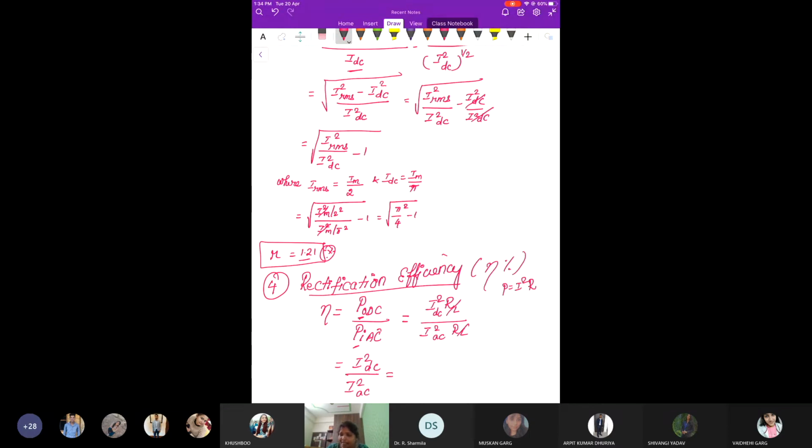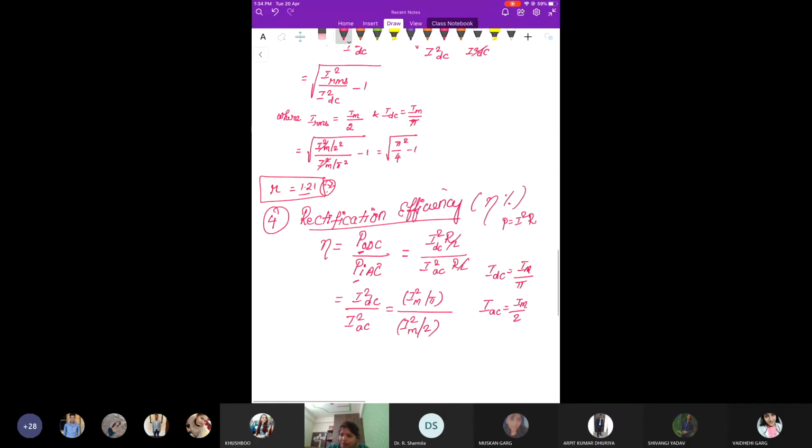Already we have calculated the IDC value: IDC is nothing but IM by pi. And the IRMS value, you got IM by 2. Now you have to substitute the values here: I square M by pi square, divided by I square M by 4. Just make a simplification. The I square M will get cancelled, so you will get 4 by pi square.